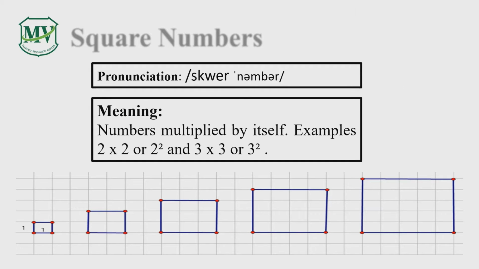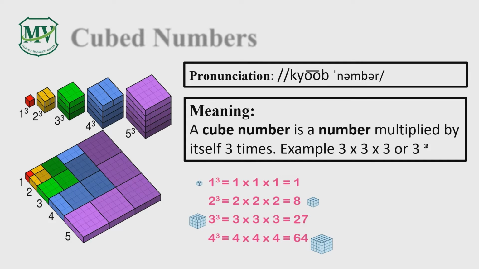Now, it's time for us to learn another vocabulary, which is square numbers. Square numbers are numbers multiplied by itself. Examples: 2 times 2, or 2 squared. 3 times 3, or 3 squared. Now, it's time for you to say the word. Good job!